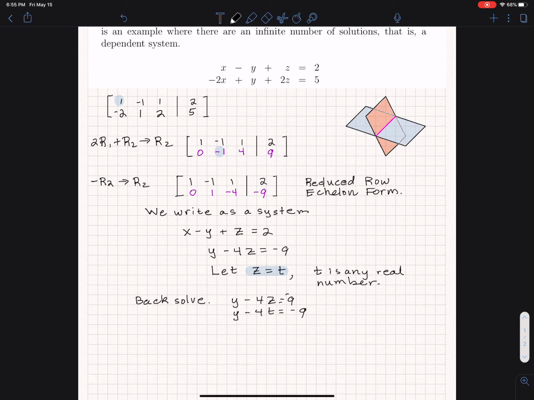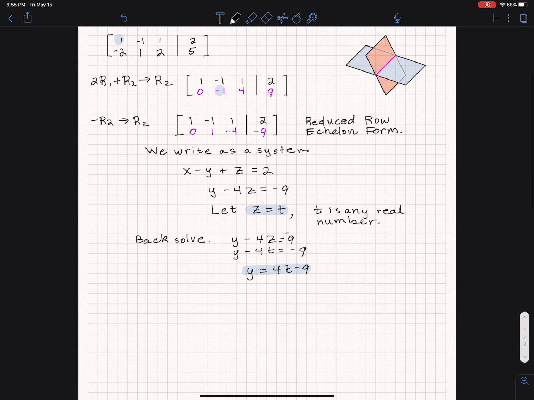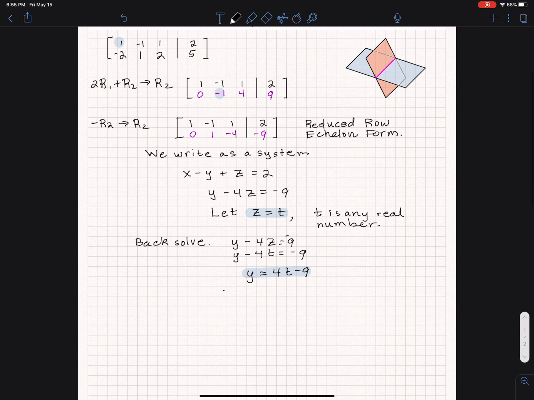And then we get y equals 4t minus 9. That's what we're going to write down, or what we're going to leave with z or y. And then we go over to x, and we have x minus y plus z equals 2. And I replace y by 4t minus 9, and I replace z by t, and then I go from there.